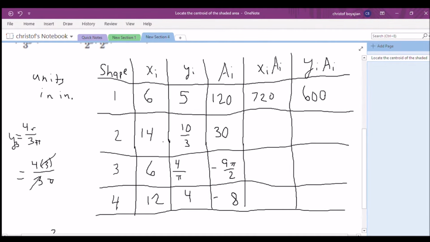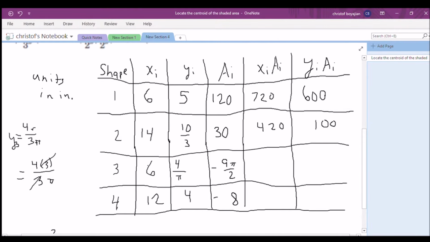Okay, now let's go to the second shape. 14 times 30 is 420. Right? Yeah, 420. And 10 over 3 times 30 is 100. Well, not 1,000, 100. Okay.